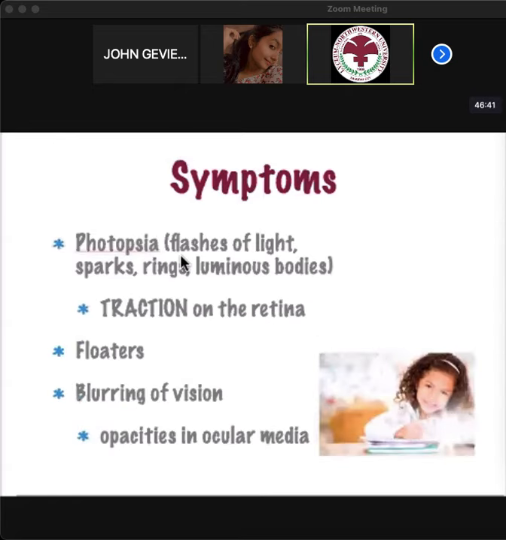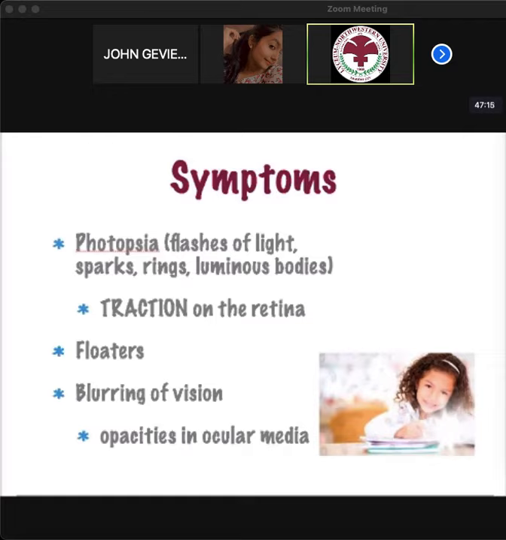A very important symptom of the retina would be photopsia. Photopsias are sensations in which the patient perceives luminous rays or flashes of light. It is usually a result of traction on the retina. So if there's traction causing pull on the retina, as we all know, the retina has photoreceptors. That's the reason why flashes of light are perceived by the patient.